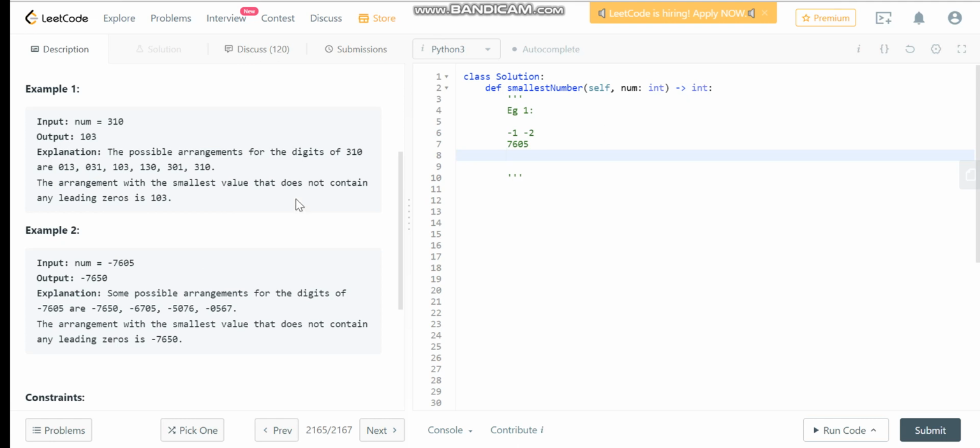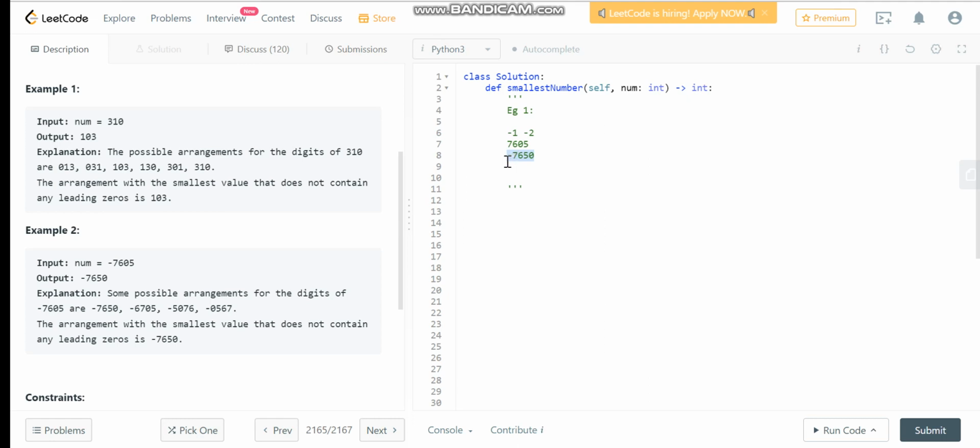But in case of a negative number, you can see that when you rearrange the digits in decreasing order, that will give you the minimum value, correct? Because if we arrange this into decreasing order, 7650 with a negative sign, this will be the answer. So in case of a negative number, it is pretty simple: you simply arrange all the digits in decreasing order, and that will be your answer. Because it anyways will not contain any leading zeros.